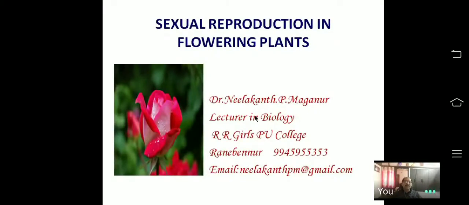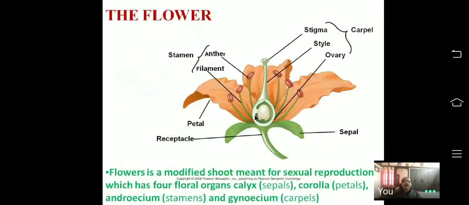In a plant, which is the sexual reproductive part? Do you know that? Flower. The flower is the modified shoot meant for sexual reproduction. Now I will explain the different parts and functions of the flower.